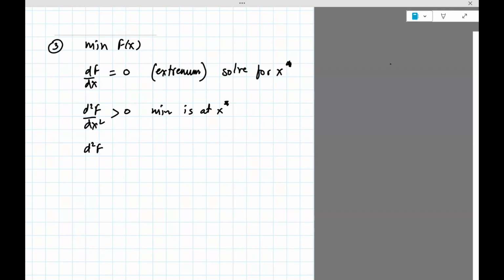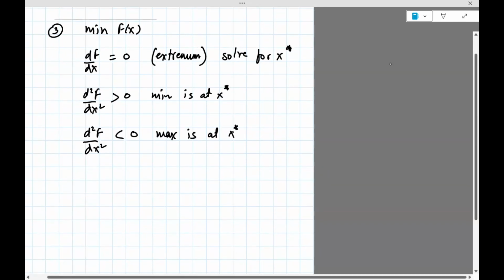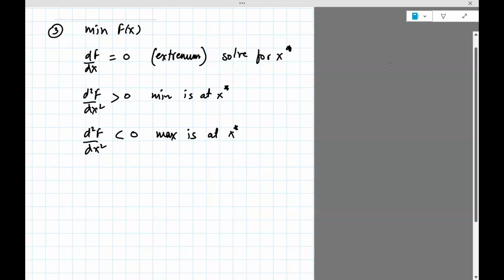If on the other hand, you found that d²f/dx² is less than 0, then this is a maximum, that is, the max is at x star. So this is the calculus condition for achieving an optimum. Okay, so this is how you proceed.